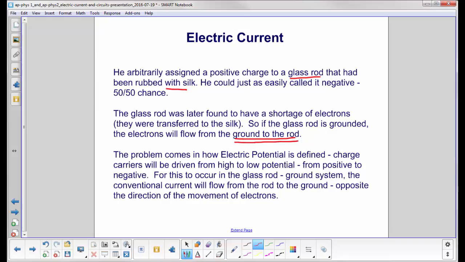But the problem came in how electric potential was defined. Charge carriers will be driven from high to low potential, from positive to negative. For this to occur in the glass rod ground system, the conventional current will flow from the rod to the ground. And that's our definition. That's the movement of positive charges, opposite the direction of the movement of electrons. So it's backwards, but it's not a big thing. Just be careful when you're talking about current. The electrons will flow one way, but the conventional current is flowing the other way.